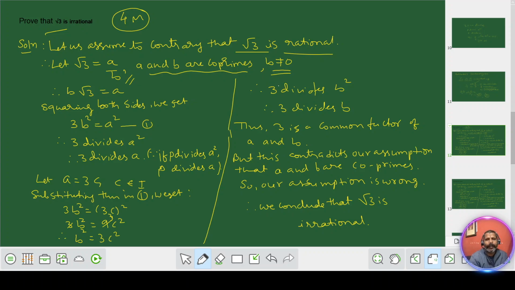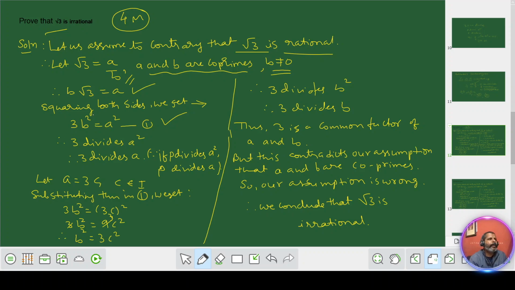Because we assumed root 3 as rational, we equate it to a by b. We say a and b are co-primes. What do you mean by co-primes? Co-primes means they do not have a factor other than 1. So we simplify: root 3 is a by b means, when you cross multiply, b root 3 is equal to a. Now we square both sides. b root 3 whole square is equal to a square. That means b square times root 3 whole square, which is 3, so 3b square is equal to a square. We call this equation 1.